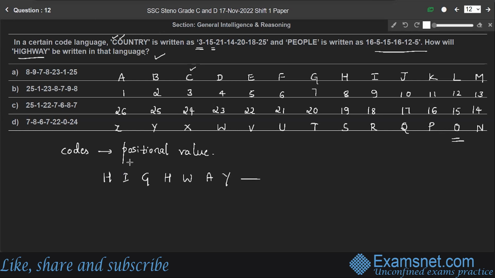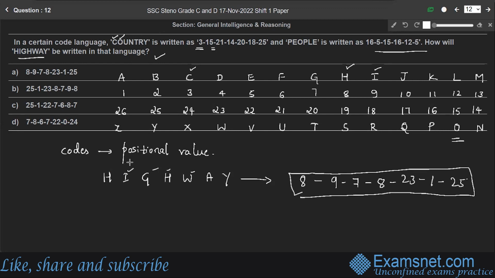Highway. So its code will be: code for H is 8, I, the positional value of I is 9, so 8, 9, G is 7, again H is 8, so 8, 9, 7, 8, W is 23, A is 1, Y is 25. So 8, 9, 7, 8, 23, 1, 25 is the code for highway. So look at the options. Option A is the right answer.